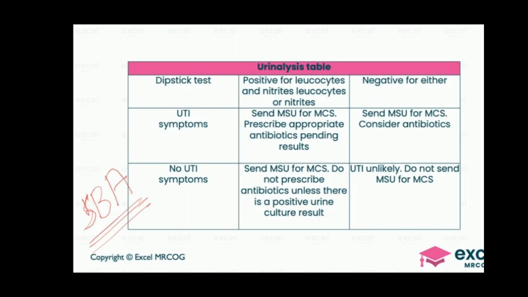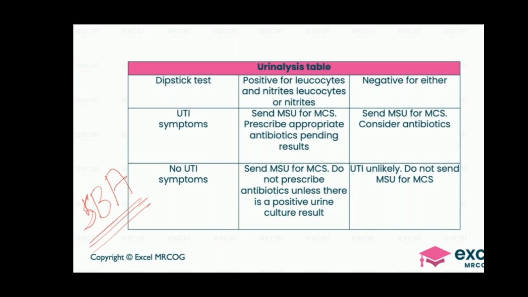The difference here is, if there are UTI symptoms and she's having leukocytes and nitrites positive, you would give her antibiotics for sure. But if there are UTI symptoms but she's negative for either, the word used is consider antibiotics. So you may get such options, maybe in the form of EMQs or SBAs more commonly. So these are consider antibiotics. Why consider? Because they are not positive for leukocytes and nitrites both. They are negative for either.